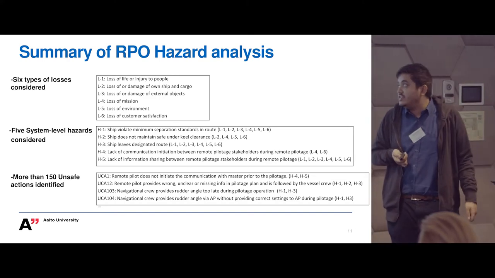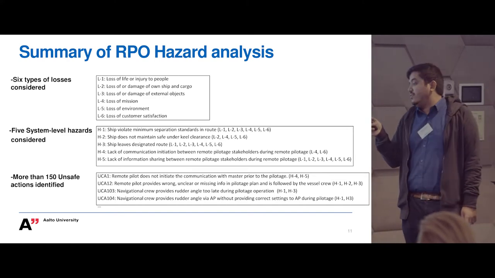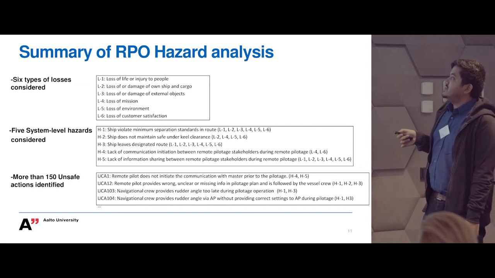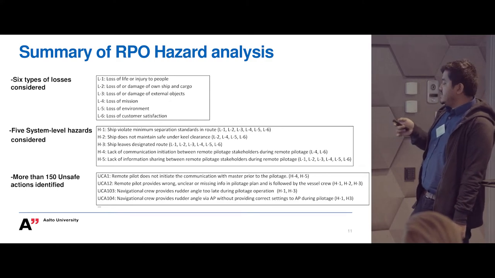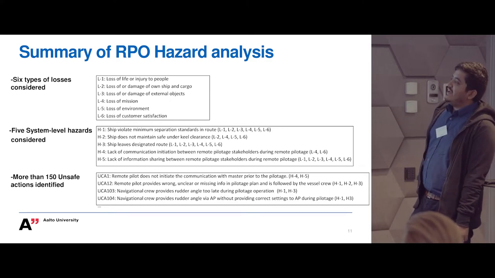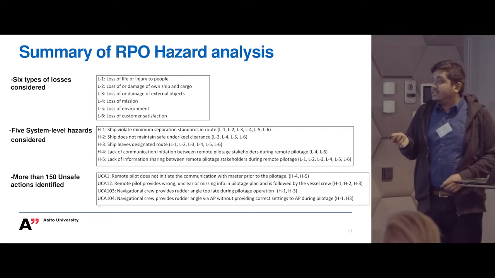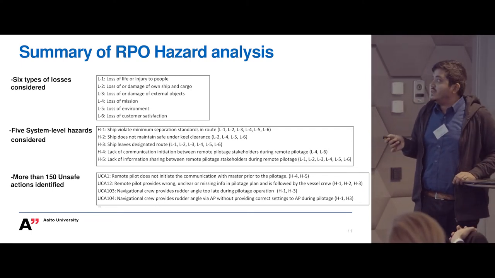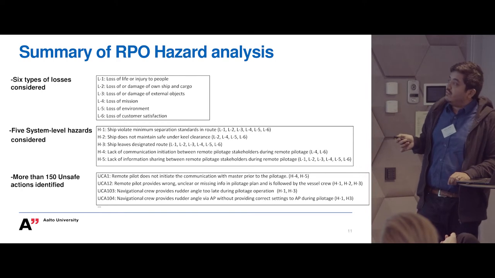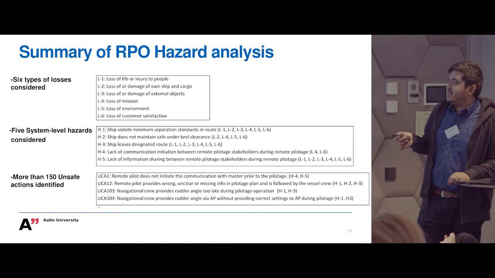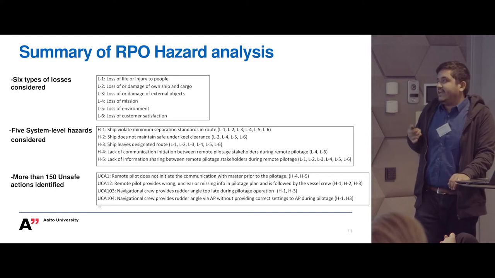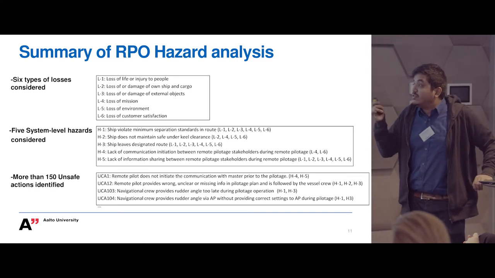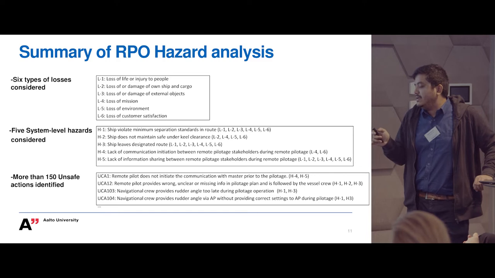At the end of this hazard analysis, we consider six types of losses: loss of life, injury to people, loss or damage of ownership and cargo, loss or damage of external objects, loss of mission, loss of environment, and loss of customer satisfaction. Then we cover five different system-level hazards, like the SIP violating the minimum separation standard en route, and these are the losses that it could lead to if it happens. And then the SIP does not maintain safe under-keel clearance, and these are the losses that it can lead to. So you can always trace back what kind of system-level hazards can lead to the losses. So we define five different system-level hazards.